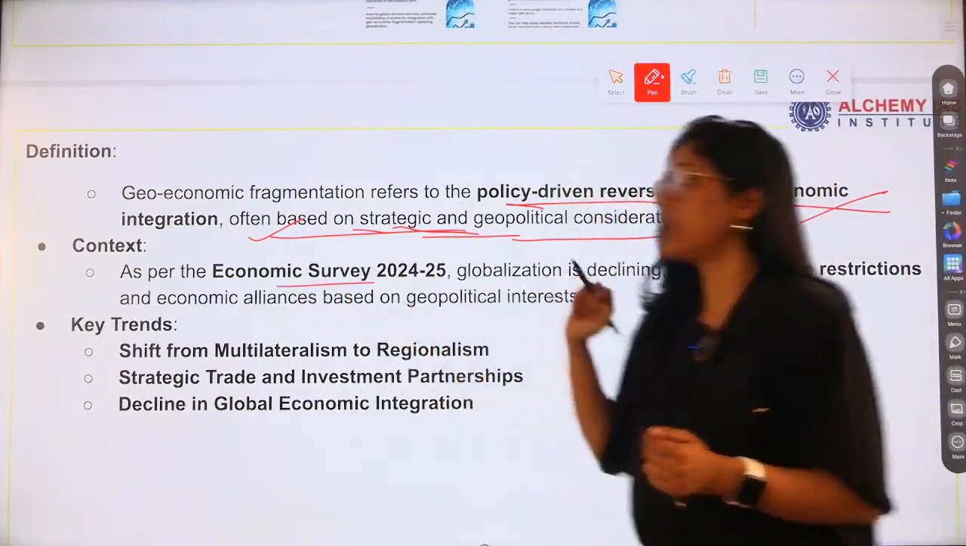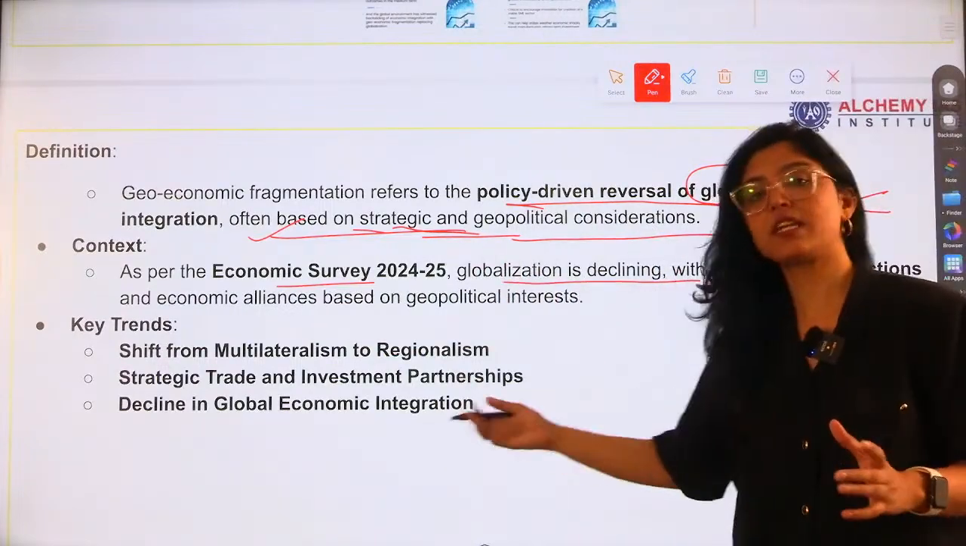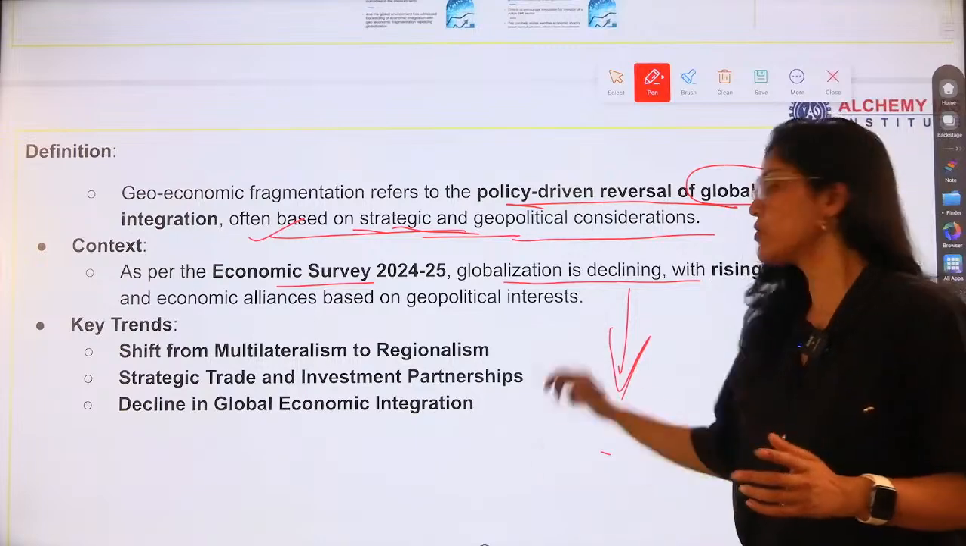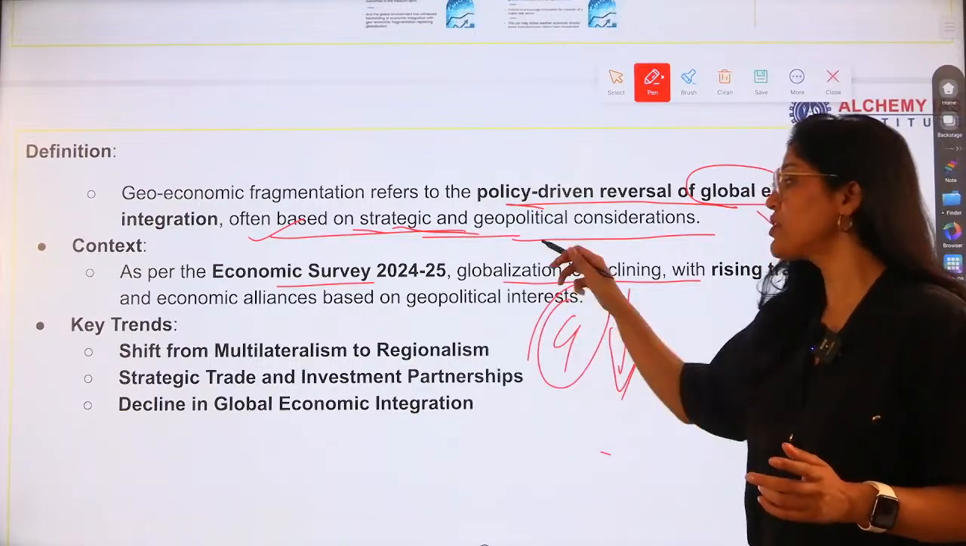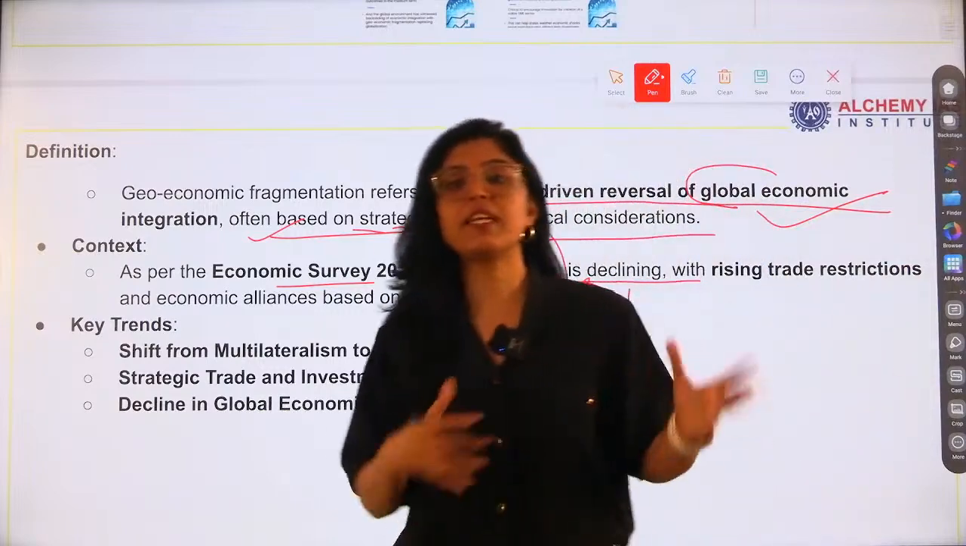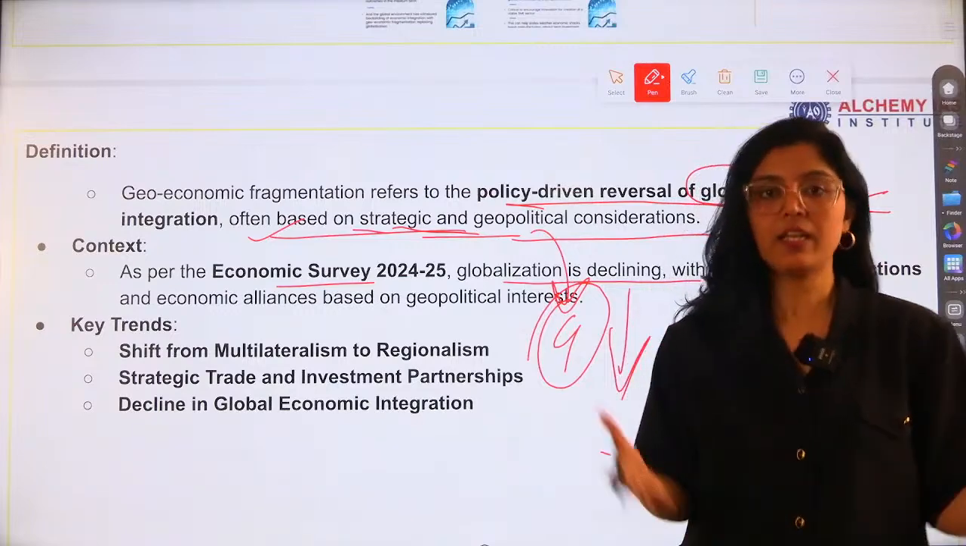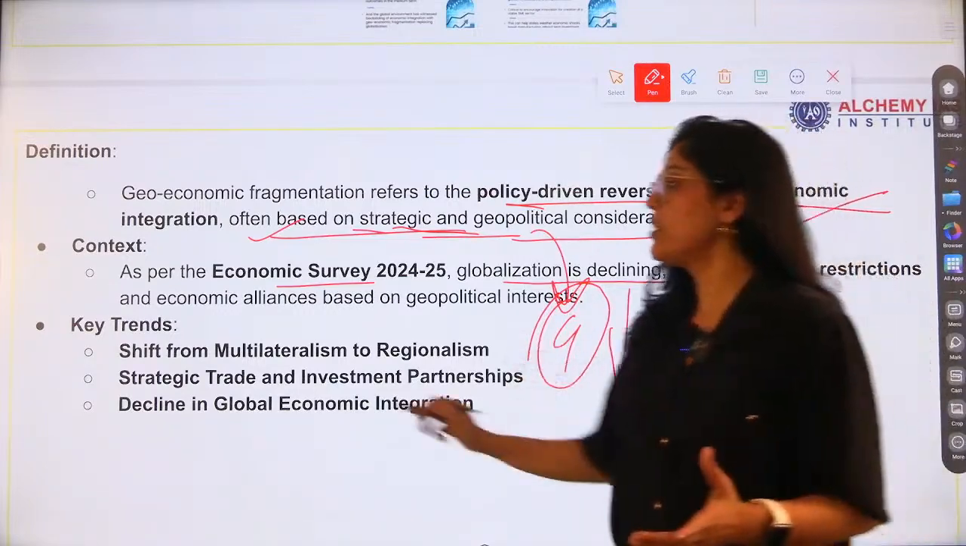Next is, what is the context? According to the Economic Survey 2024-25, globalization is declining. Very, very important trend, so this can be asked. And what is replacing globalization? Globalization means connecting people, integrating economies, but geo-economic fragmentation means disconnecting, disintegrating. So this is the opposite thing.